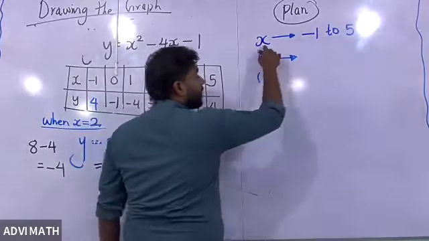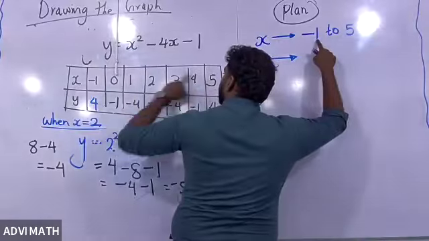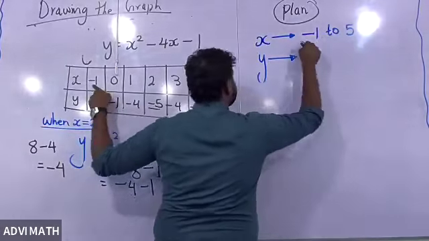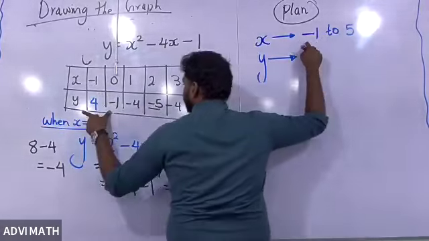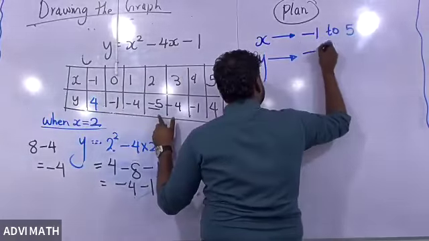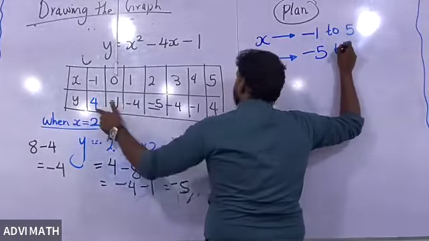So this is what is the most important. First thing, draw x and draw y. Take the highest value of this 5, lowest value -1. Coming to y. What is the lowest value of y? -5. What is the highest value?